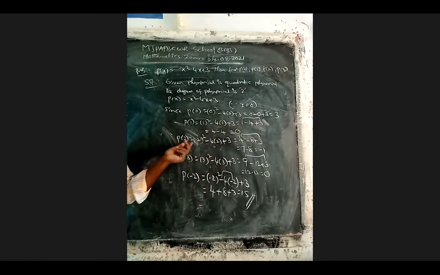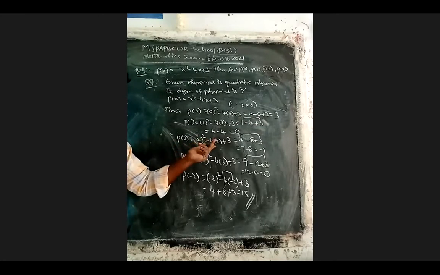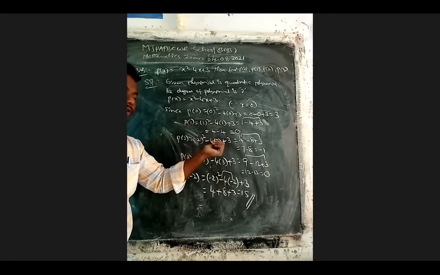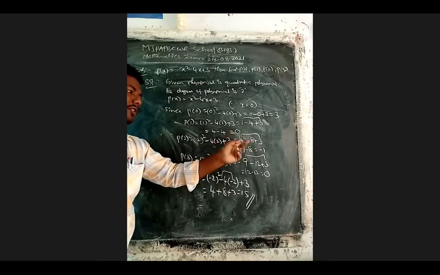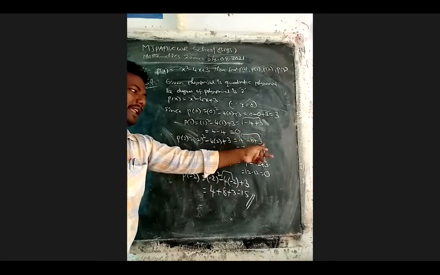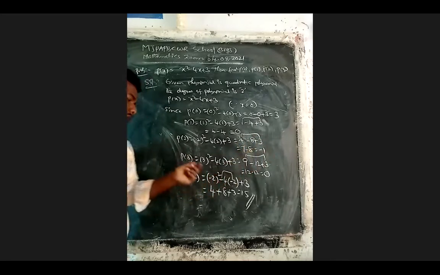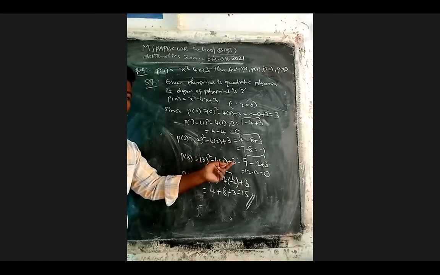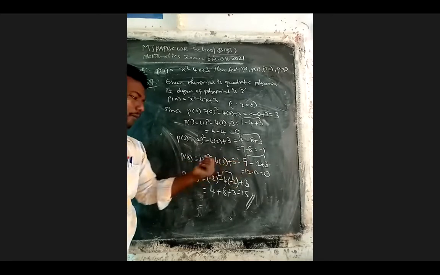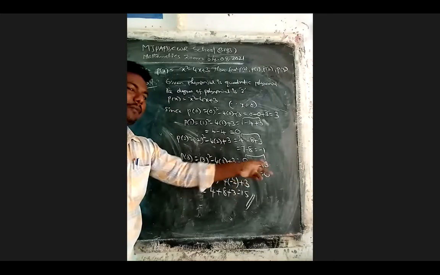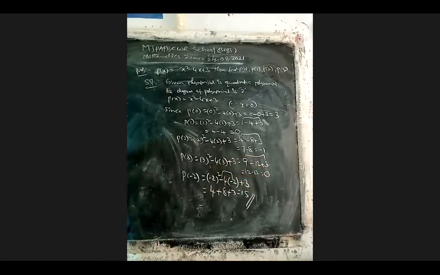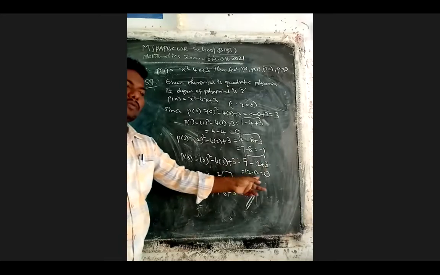P of 2 equals 2 square minus 4 into 2 plus 3. 2 square is 4, minus 4 times 2 is 8, plus 3. Adding positive terms, 4 plus 3 is 7. 7 minus 8 equals minus 1. And P of 3 equals 3 square minus 4 into 3 plus 3. 3 square is 9, 4 times 3 is 12, minus 12 plus 3. Positive terms are 9 and 3, 9 plus 3 is 12. 12 minus 12 equals 0.